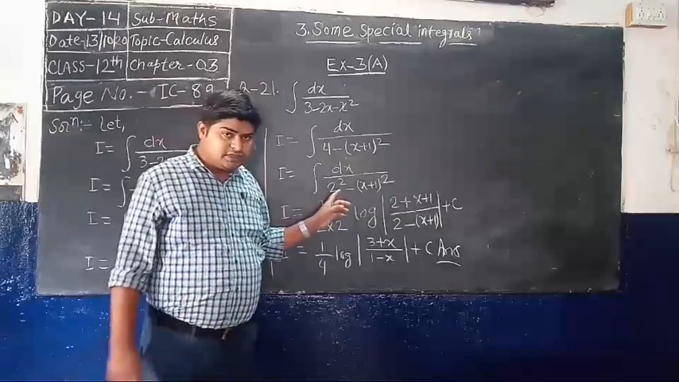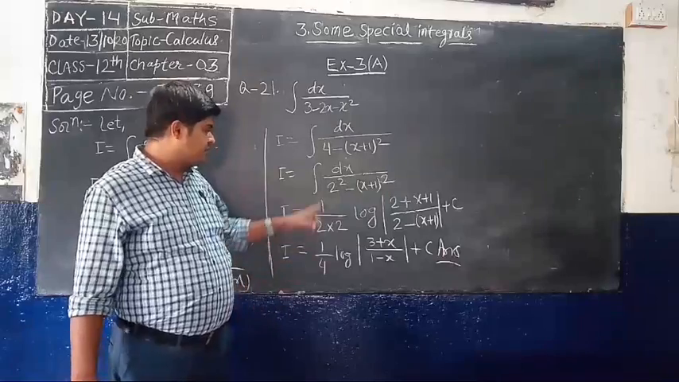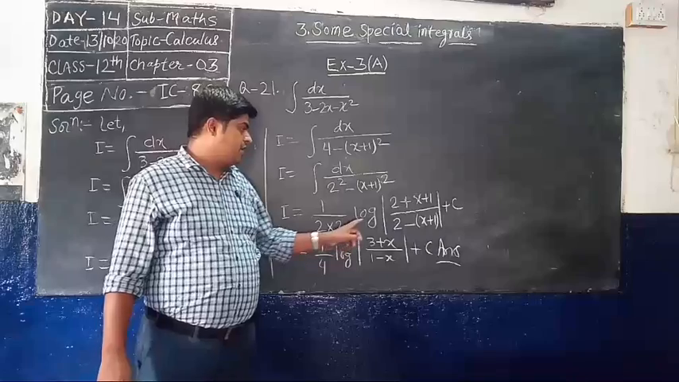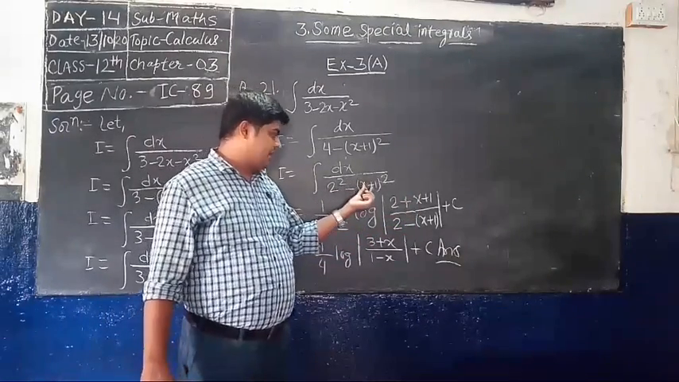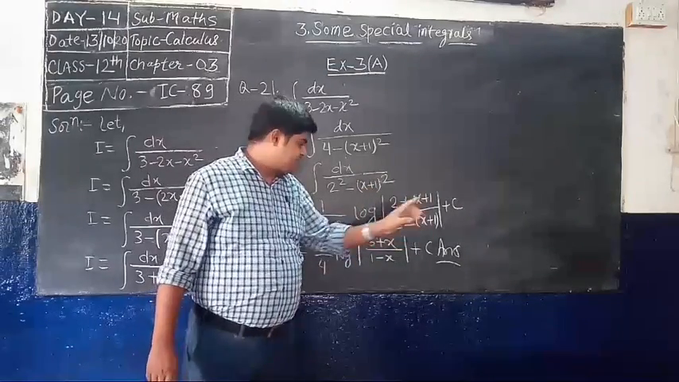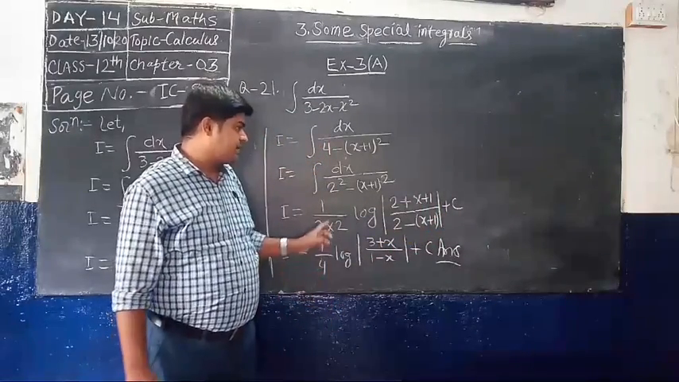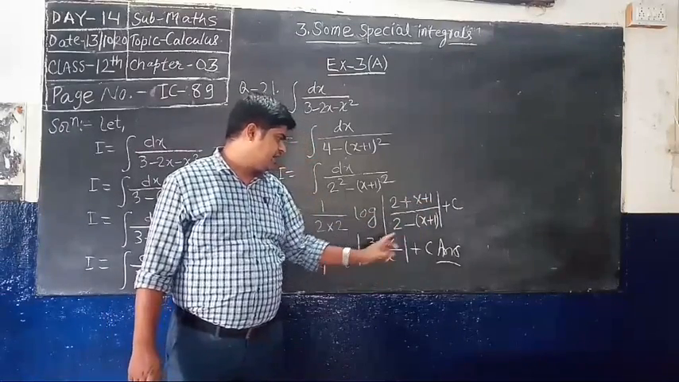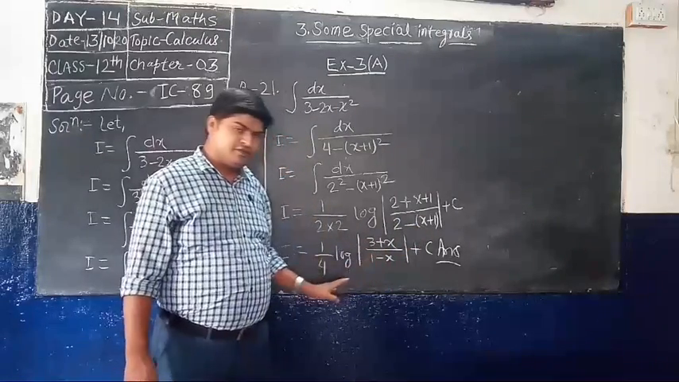I have derived the formula for a square minus x square, where the result will be 1 by 2a log of a plus x by a minus x plus a constant term. Here a is 2, with x plus 1 in place of x. So it becomes 1 by 4 log of (2 plus 1 plus x) by (2 minus 1 minus x), that is 3 plus x by 1 minus x. So this is your final answer.